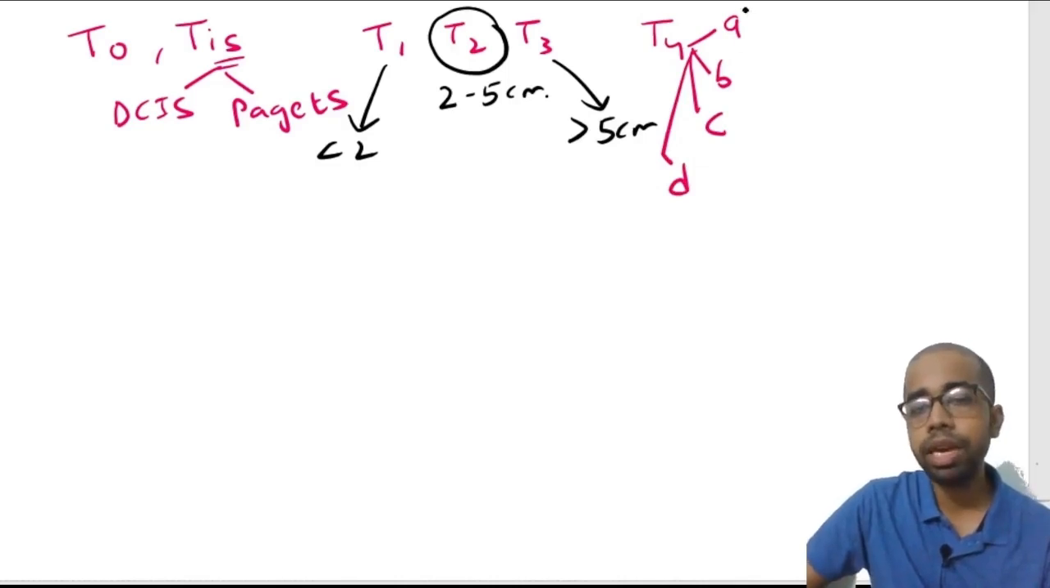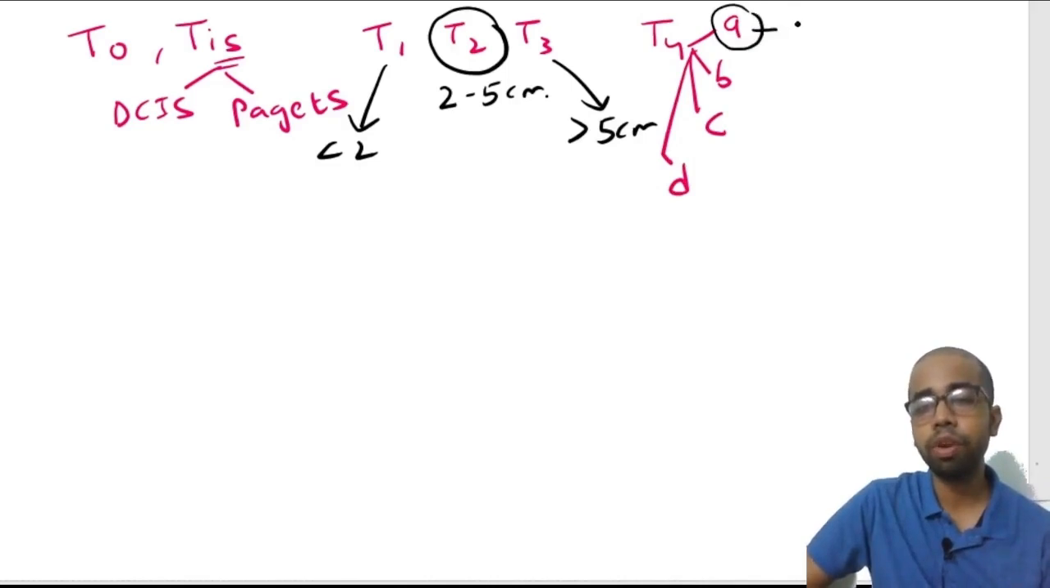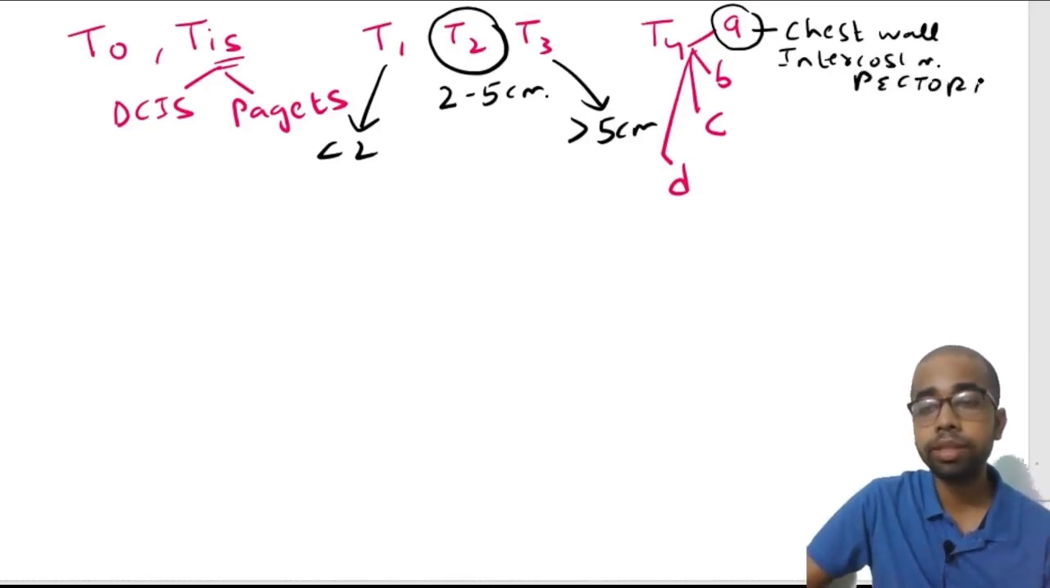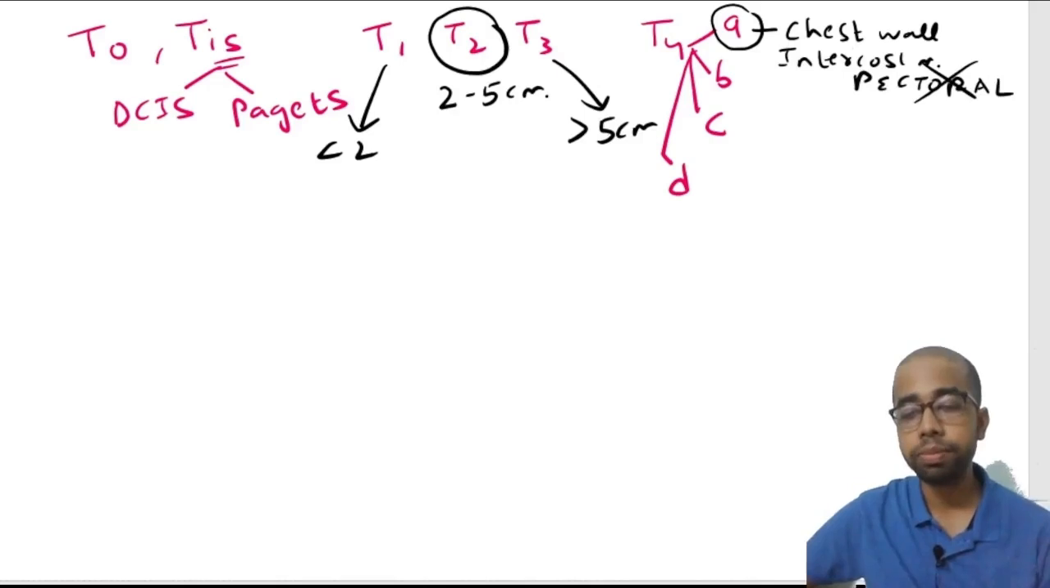I will tell you a mnemonic. A refers to under, right? A for under, inside. So when I say T4A, we are referring to involvement of chest wall. And when I say chest wall, I am referring to involvement of intercostal muscle. I am not referring to pectoral muscle. This is one of your MCQ. Pectoral muscle involvement doesn't make it T4A. It has to be intercostal muscles. What about T4B?